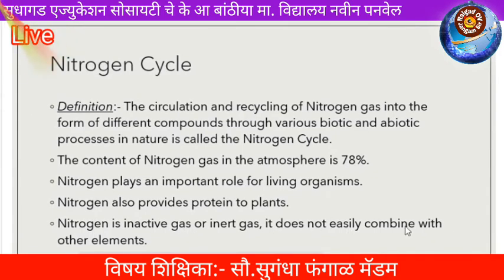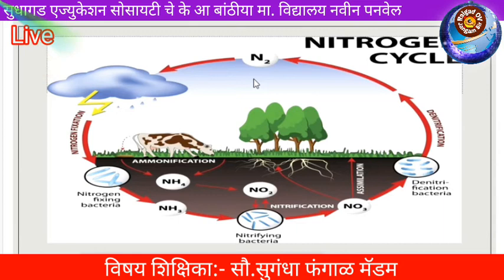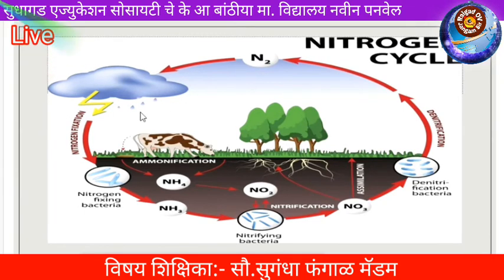It does not easily combine with other elements. We will see the figure of the nitrogen cycle. Nitrogen fixation takes place in the atmosphere in two ways. The first one is a physical and the second one is a biological process. In the physical process, when there is lightning in the sky, atmospheric nitrogen is converted into nitrogen oxide. And the second one is a biological process.